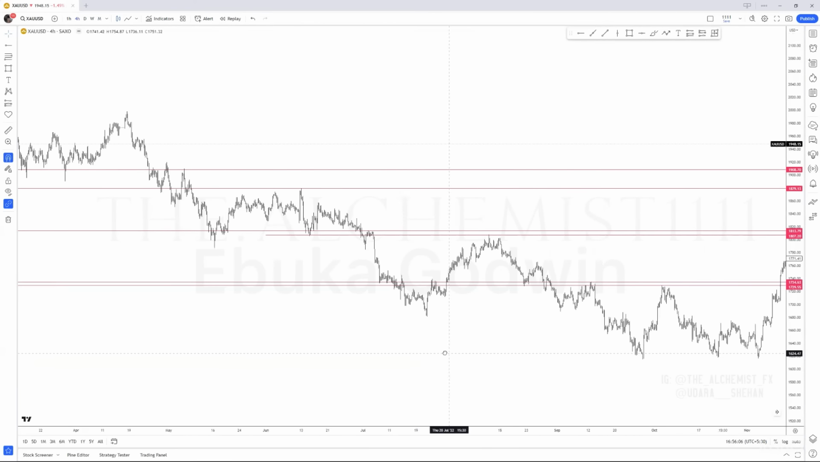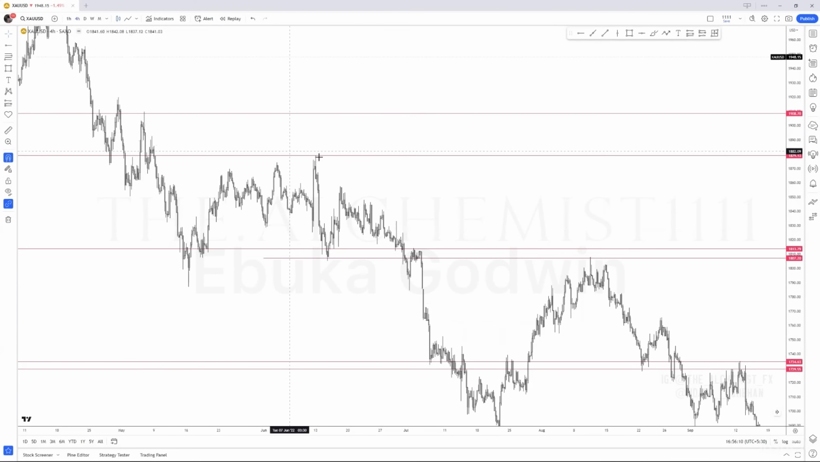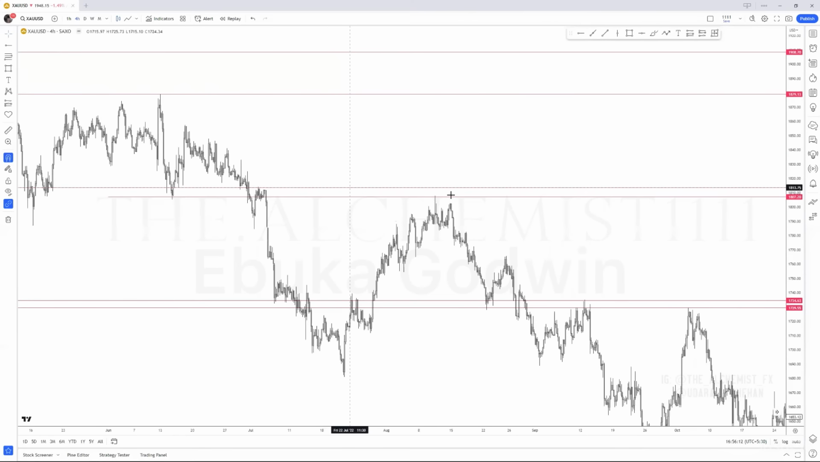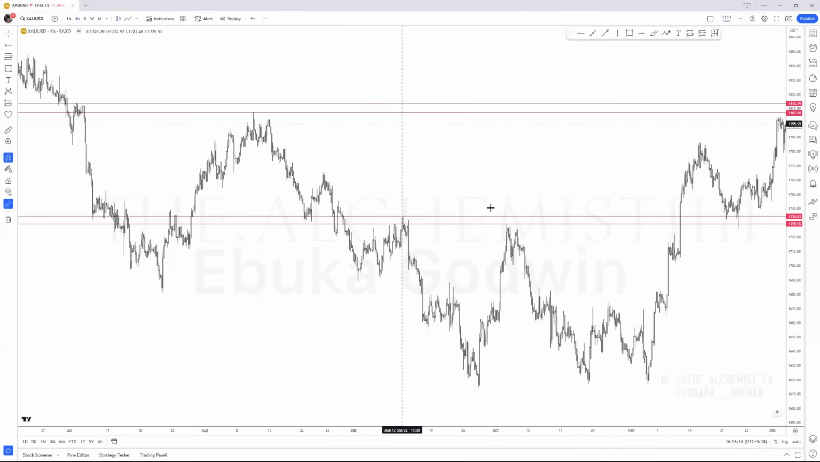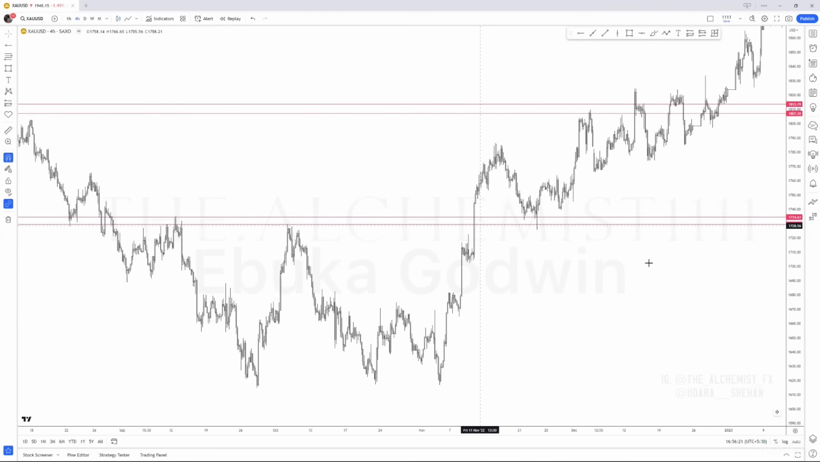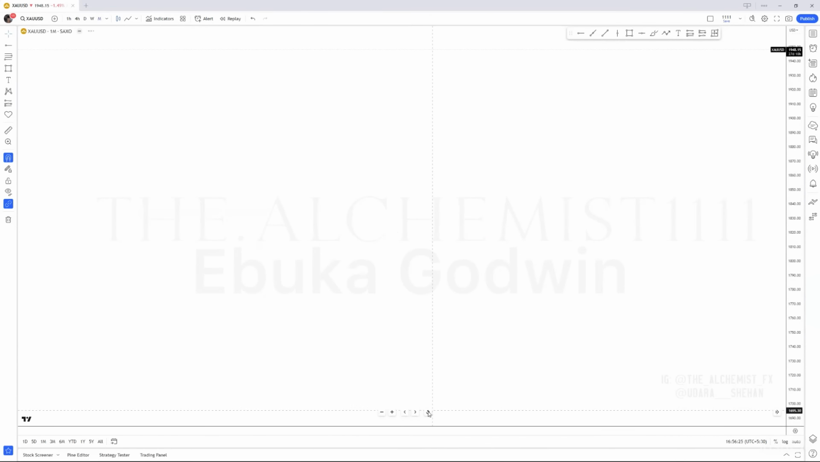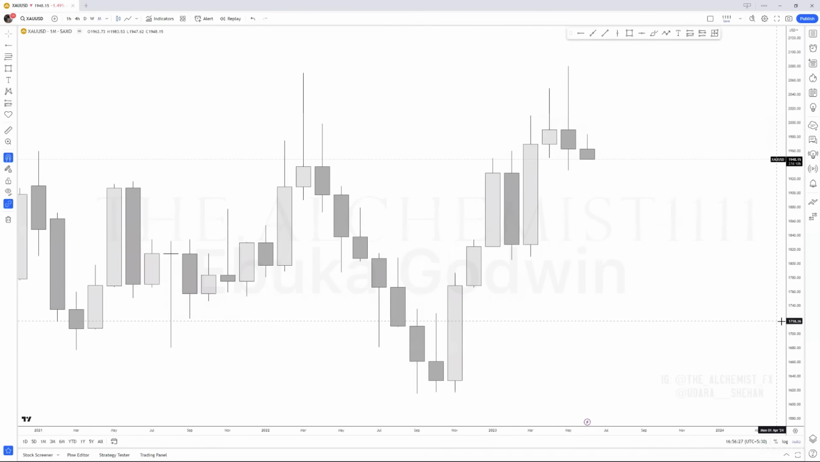Look at the entries if you paid attention to them. See this? Look at this. See that? Once that level is broken, it is being used as a support. We have all of that. So very, very strong. These monthly levels are very strong.